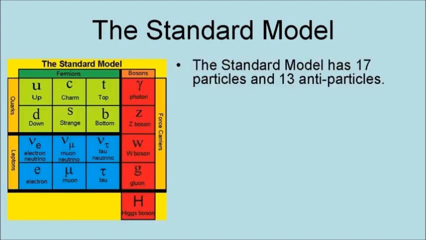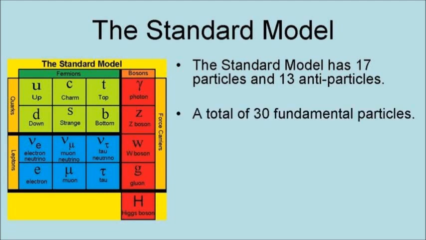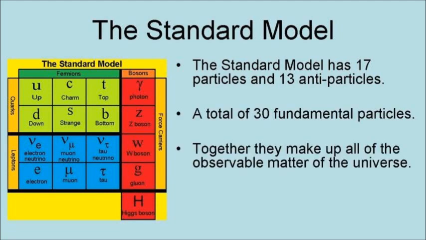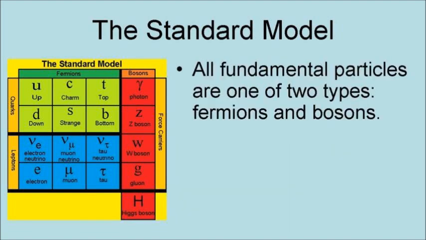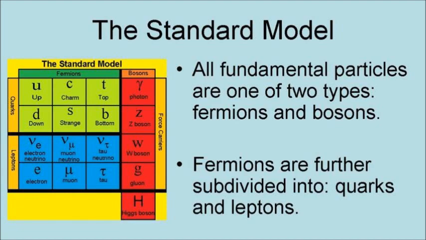The standard model has 17 particles and 13 antiparticles, for a total of 30 fundamental particles. Together, they make up all of the observable matter of the universe. However, only three of them make up most of the matter of the universe. All fundamental particles are one of two types, fermions and bosons. Fermions are further subdivided into quarks and leptons.